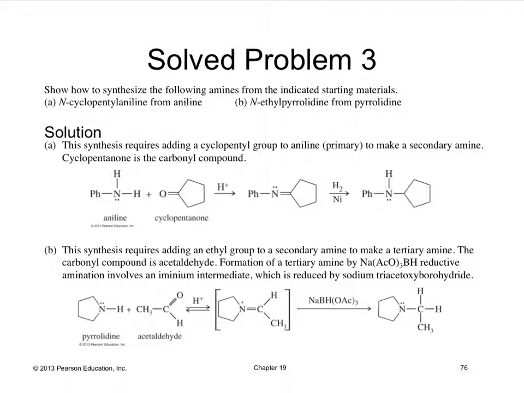So if you're asked as another problem how to synthesize the following amines from the starting materials, N-cyclopentyl aniline from aniline and N-ethylpyrrolidine from pyrrolidine. So aniline reacts with cyclopentanone in the presence of acid to generate the imine shown here. Then you can hydrogenate, and this will generate the product. You can take pyrrolidine reacted with acetaldehyde in the presence of acid, generating the iminium, again reduce to generate the product, N-ethylpyrrolidine.